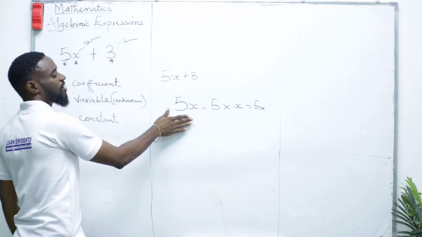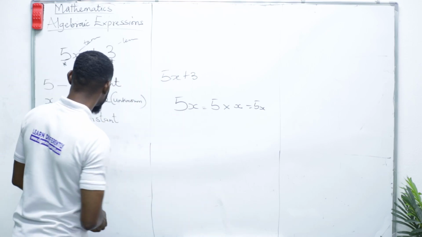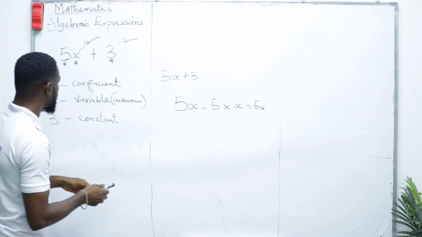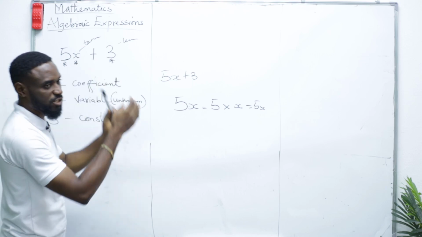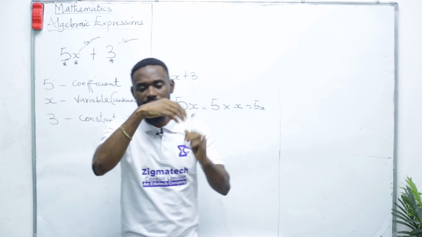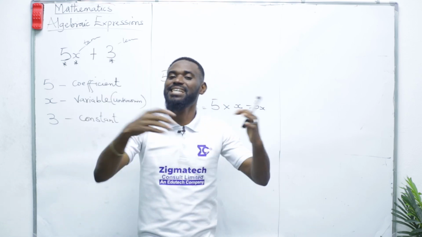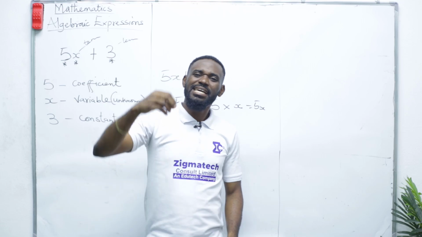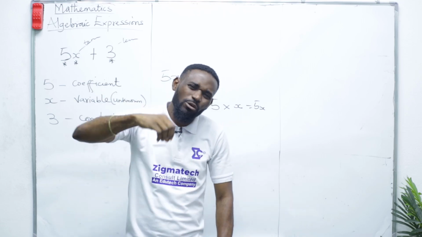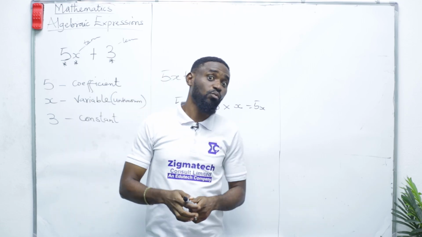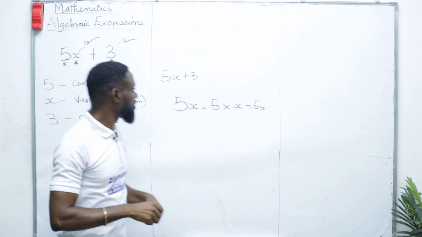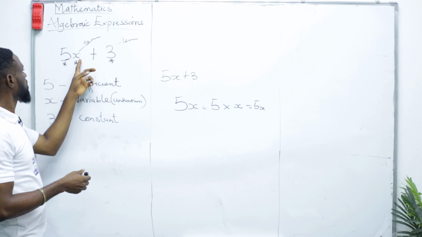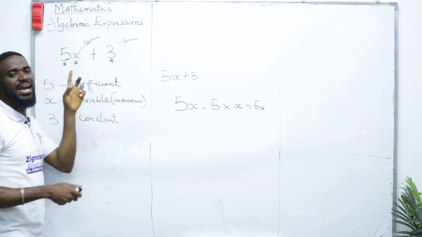If you have understood that, the next thing we need to know is the variable. The variable in an algebraic expression is a symbol, a letter, whatsoever, that represents a value that is not given. The value is there, but it is not given in the expression. Like this x that we have here is a variable. This x can be anything.